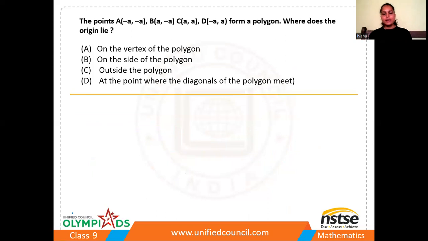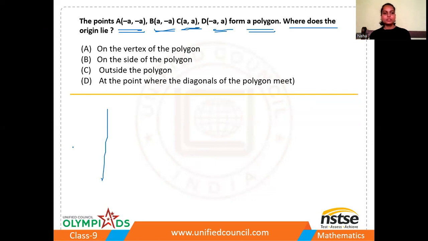Alright, let's move to the next question. Here is the next question. The points A(minus a, a), B(a, minus a), C(a, a), D(minus a, a) form a polygon. Here, where does the origin lie? Where does the origin lie?